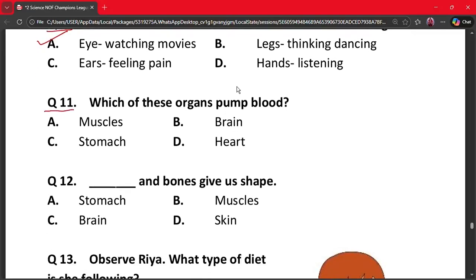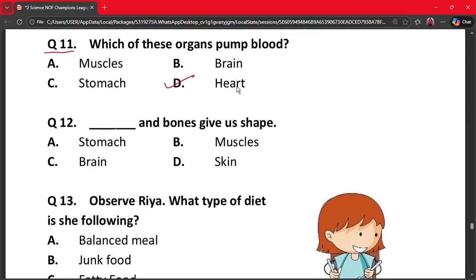Question number 11. Which of these organs pump blood? A. Muscles, B. Brain, C. Stomach, or D. Heart. The correct answer is option D, Heart. The heart pumps blood to all parts of the body. Blood carries oxygen and nutrients. Therefore, option D is correct.